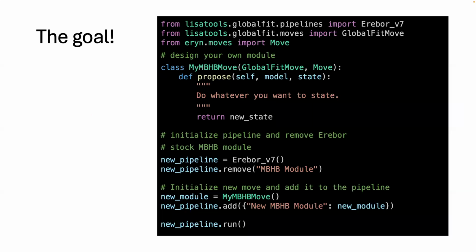And hopefully the idea is, as a community, we develop these things. So you do this massive black hole move. You're like, wow, this worked really well. I really want the community to be able to use this. You can then contribute to the LISA analysis tools global fit pipelines library. You can have your citations with it, all of that stuff. And people can import your module with the pipeline or sub in your module into their pipeline.